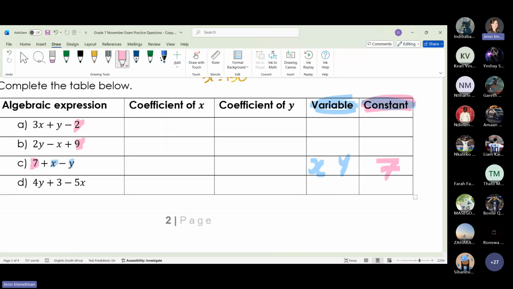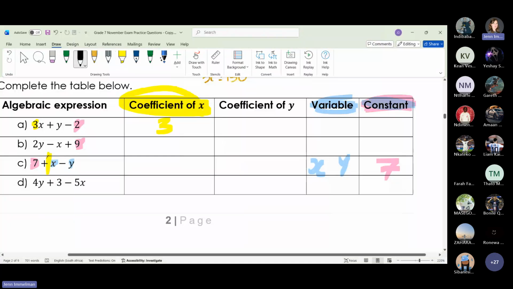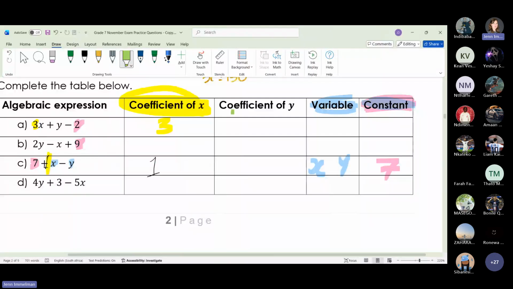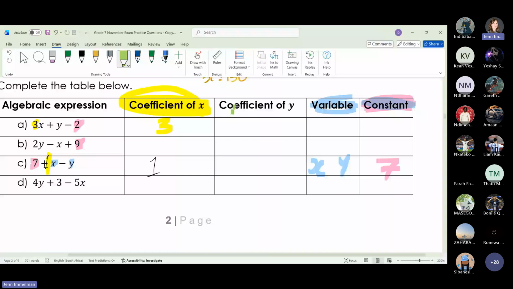Okay, let's just move on to coefficients. Okay, a coefficient is what am I multiplying? So let me get a different color. Let's do yellow. Coefficient of x. So what am I timesing by x? In A, I'm timesing by 3. So here it would be 3. In C, what is in front of the x here? When there is nothing there, it is a 1. So I'm timesing 1. Now let's look at y. Coefficient of y. In number B, it is 2. Here it is 1.